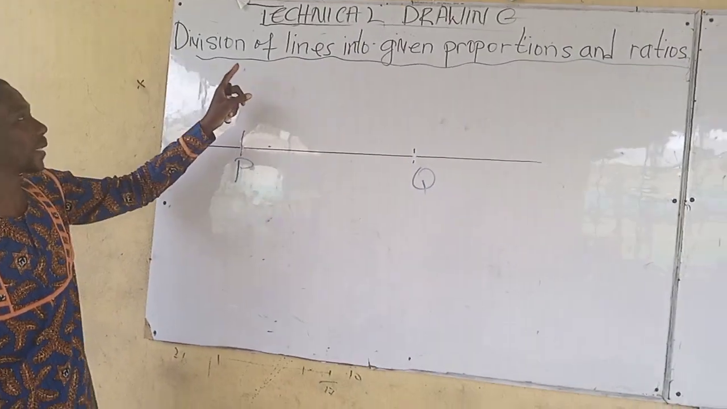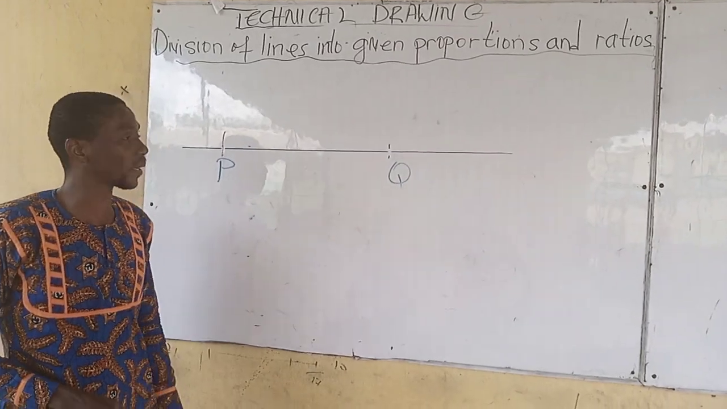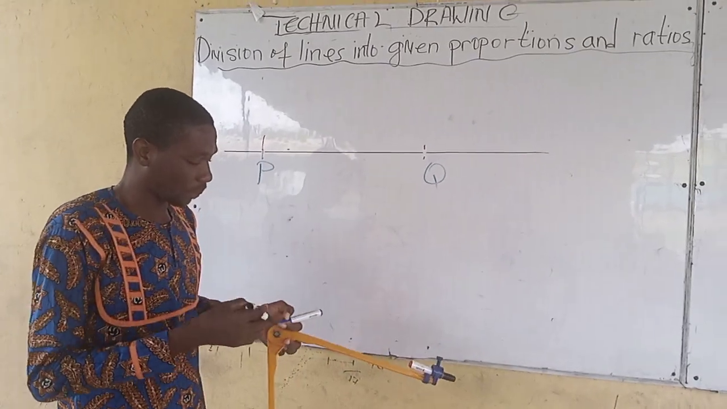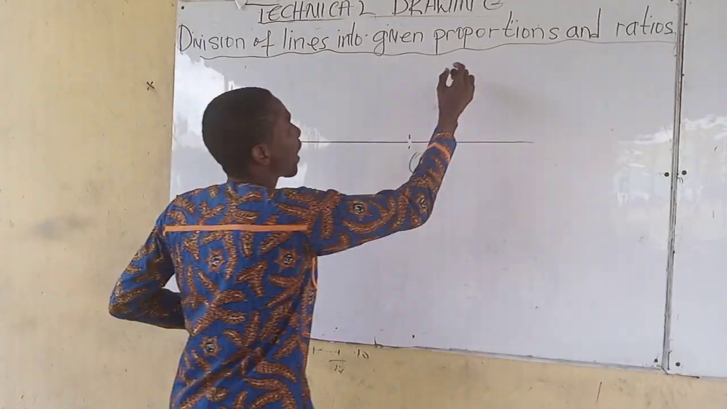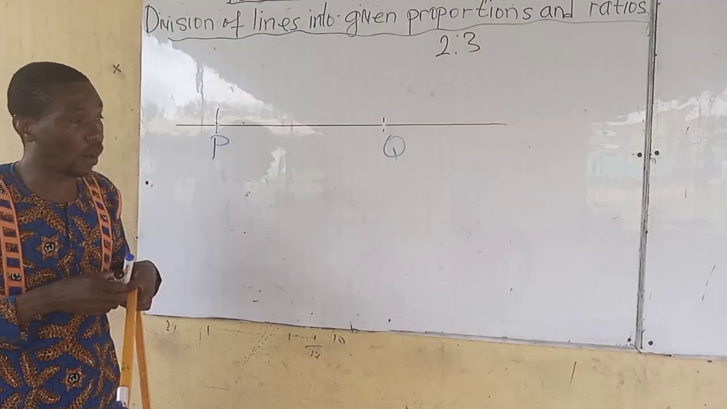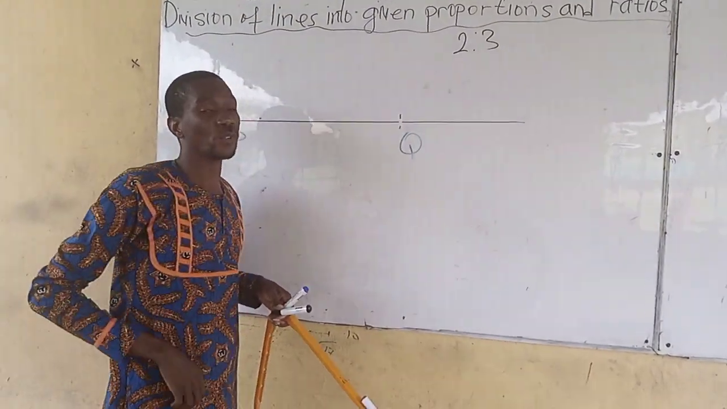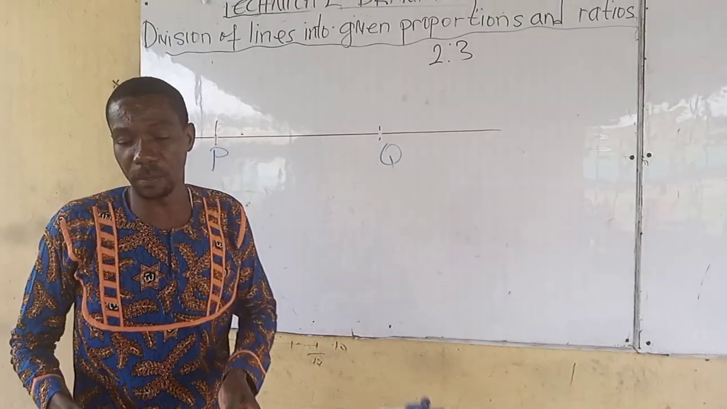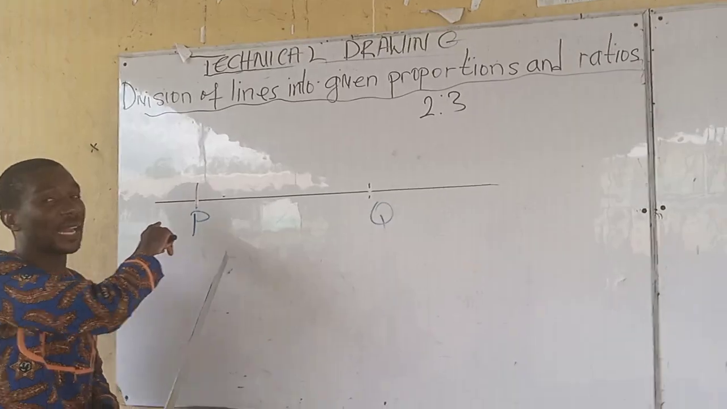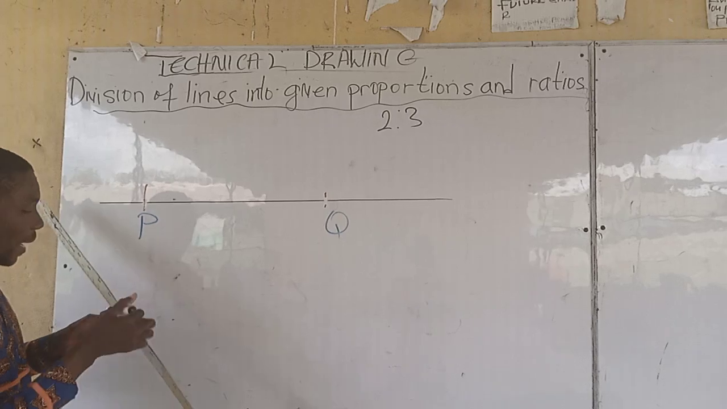Now let's go back to our question. It says we should divide the given line into proportions and what? Ratios. So assuming in this case, the question is saying we should divide it into a ratio of 2:3. In our previous discussion, we talked about how we can divide a line into equal parts. So we shall go by the same method.